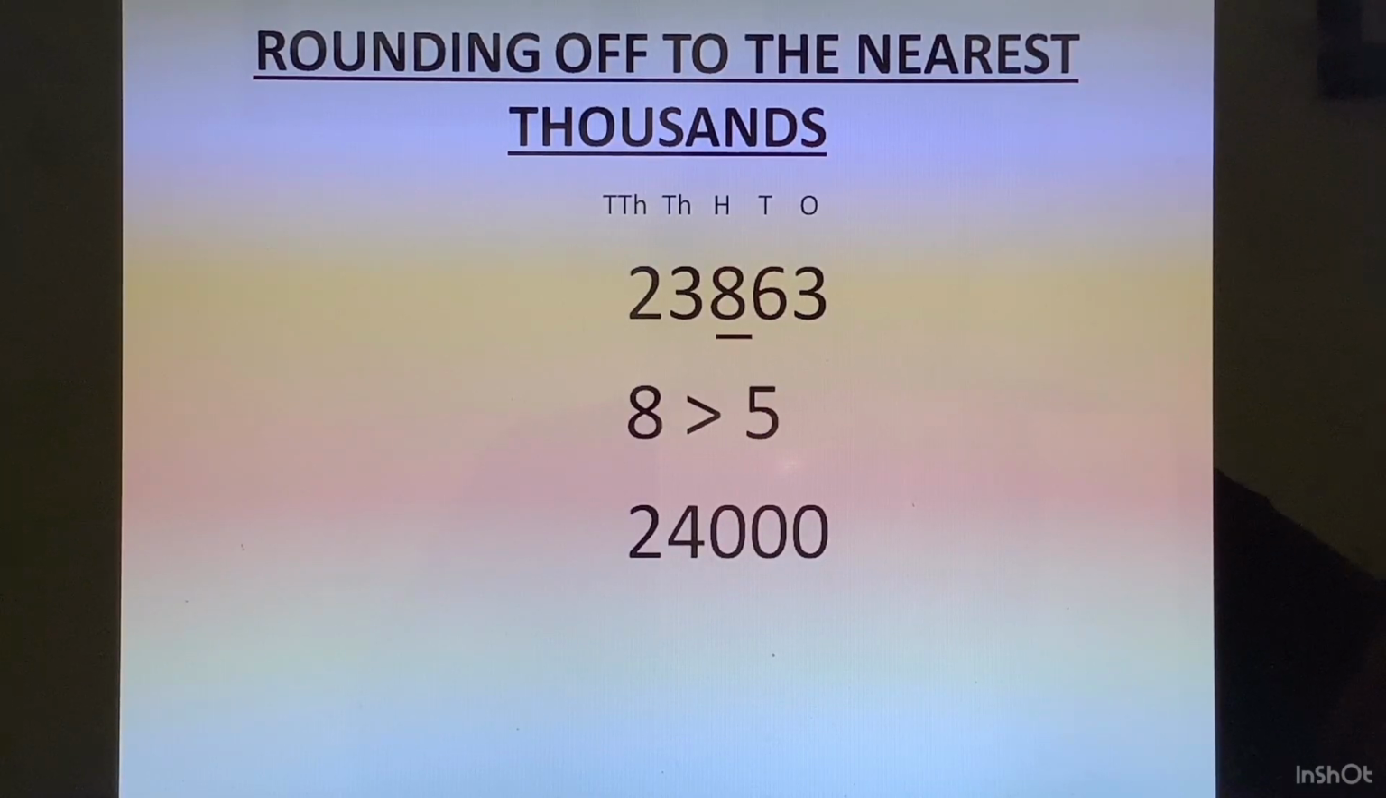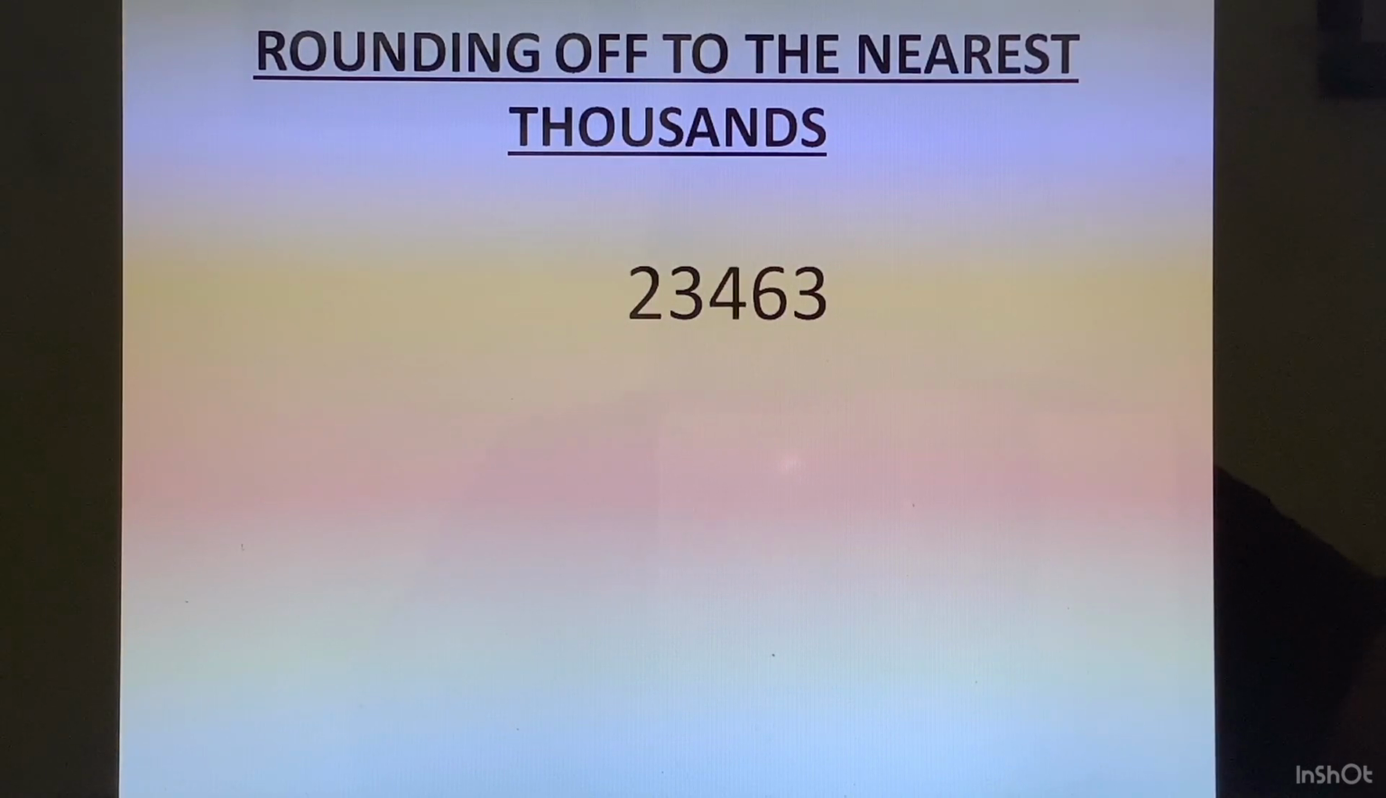Now in this example, instead of 8, if we had, supposing, 4, then the rounding off would have been different. Let's look at it.